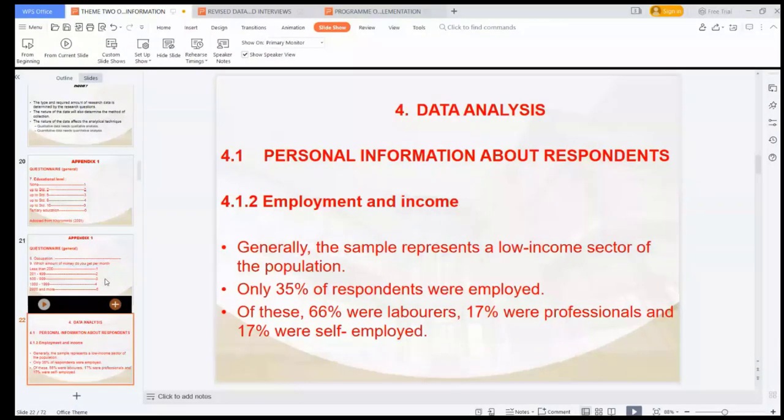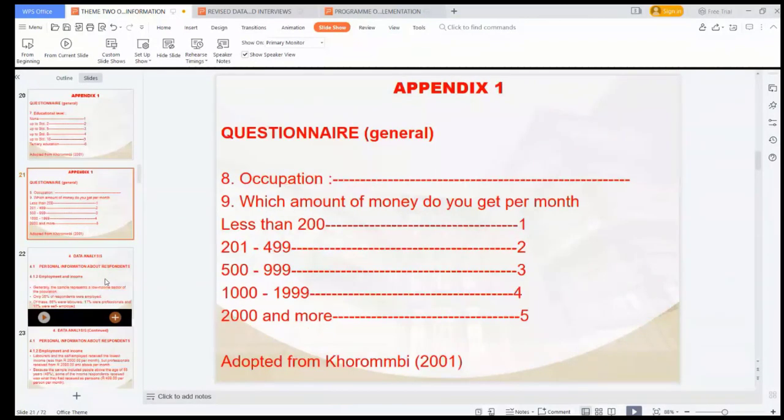Then I said only 35% of the respondents were employed. Of these, 66 were laborers, whereas 17 were professionals, and 17 again were self-employed. This is what the outcomes were. But all of this is because I've asked about the occupation and the income. So it means the manner in which you ask a question, you are determining the data that would come to you. The type of information that you will receive is dependent on what you ask. Let me just see if I've addressed everything. The nature of the data affects the analytical technique.